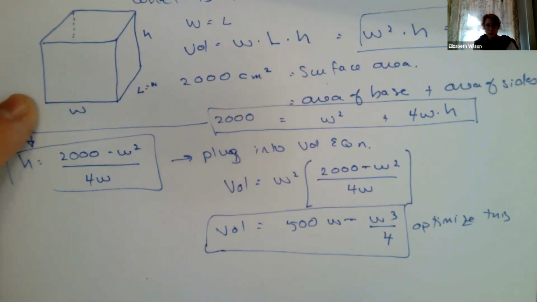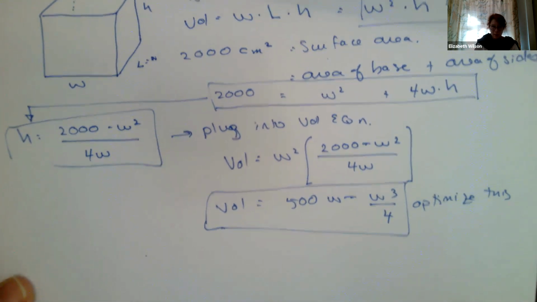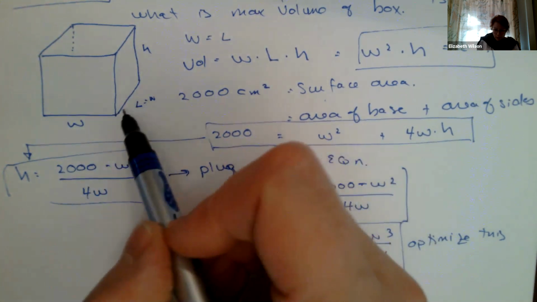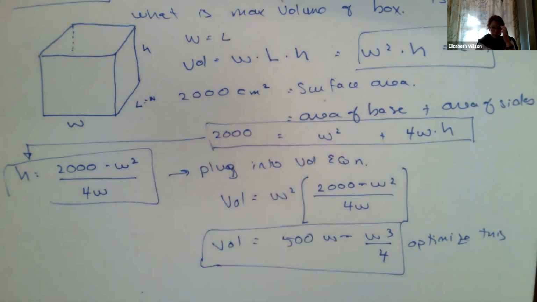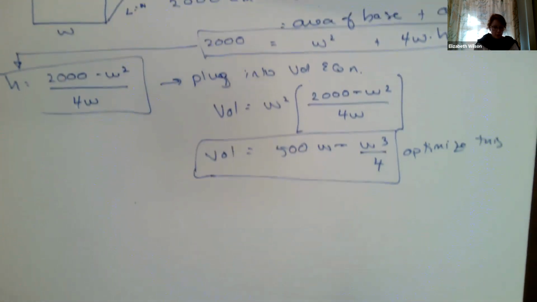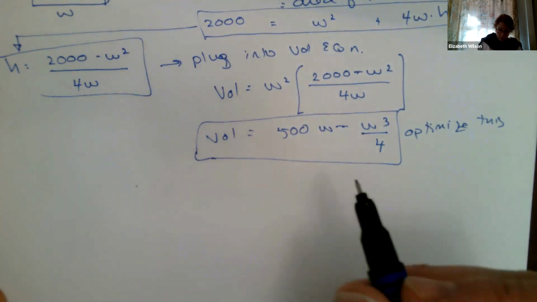Draw a picture, it's going to help you. No one's going to grade you based on your picture, but it's going to help you visualize the equations you need and how you're going to add things up. Otherwise, how else would I know that this is the area of my base and my sides and whatever. Okay, so I've got my volume equation as a function of W.